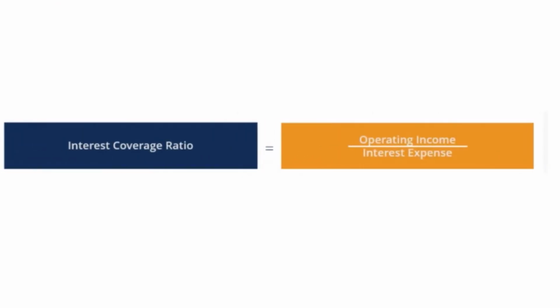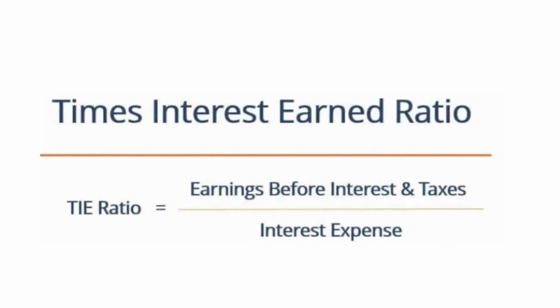And then you have the interest coverage ratio. This measures a company's ability to cover debt obligations with operating income. So the calculation here is operating income divided by interest expense. And then the last operational risk ratio is the times interest earned ratio. This computes how many times over a company could pay its interest expense with its earnings before interest and taxes. This is EBIT divided by interest expense.